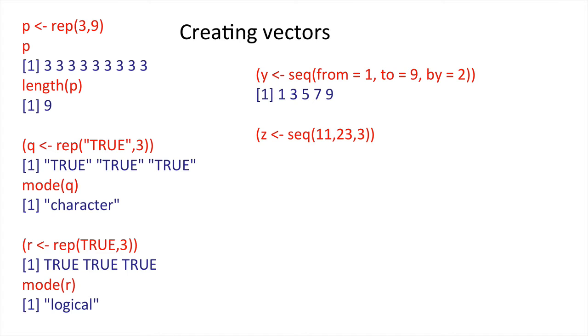Now here what we could do is seq 11, 23, 3, so we've missed the names of those arguments, and you'll see here that's what we get.